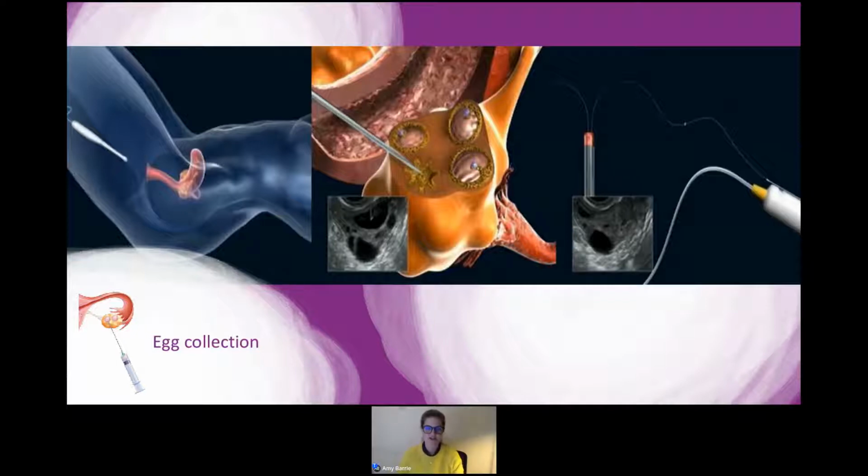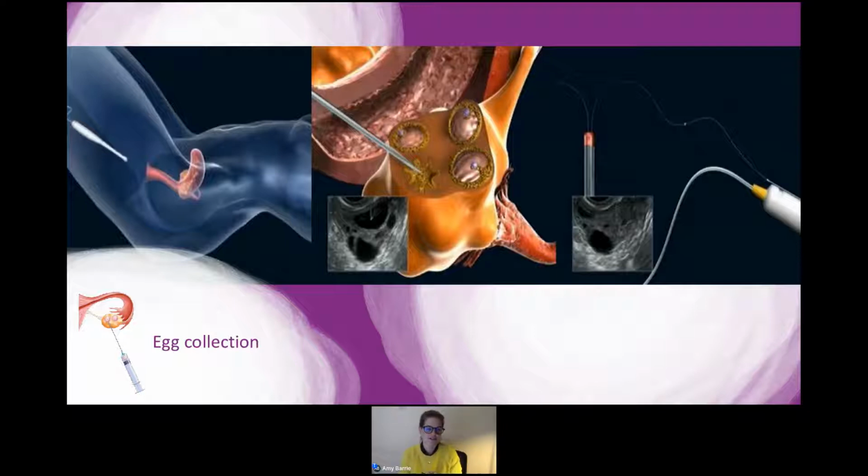It is done under ultrasound guidance, and a needle is passed directly into the ovaries very carefully, and the fluid from the ovaries is drained through tubing, and that fluid is then looked at under a microscope in the lab by one of the embryologists, and they'll be looking for an egg in that fluid.